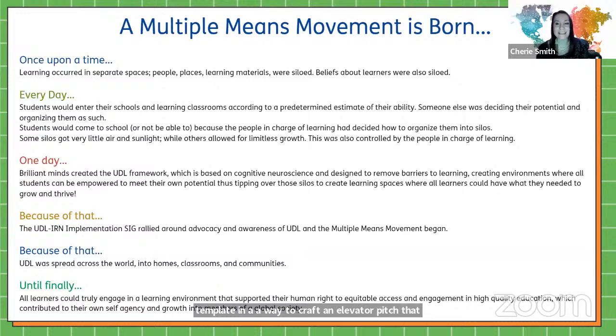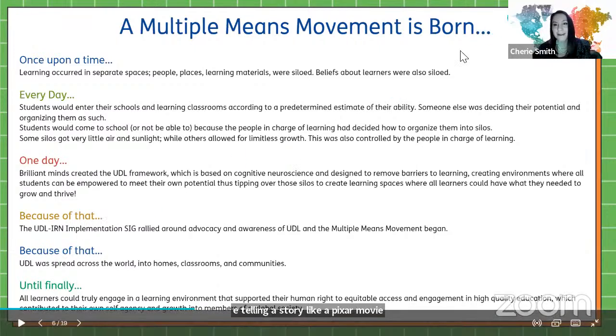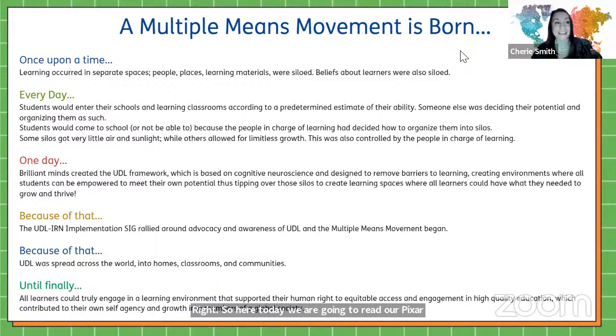And in that he gives you, and you're welcome to take this, right? Use this for your own elevator pitch. He gives you sentence frames, just like you're telling a story, like a Pixar movie, right? So here today, we are going to read our Pixar pitch for you. So it goes a little something like this.